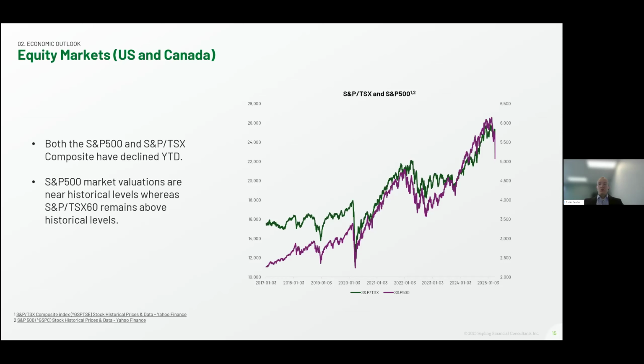The forward PE ratio stands at around 18 times, below the 5-year average of 20, and the 10-year average of around 18.3, indicating a more cautious earnings outlook amid market volatility. On the Canadian side, the S&P TSX Composite has declined approximately 10% year to date, suggesting that the Canadian equity market is also experiencing pressure amid global uncertainties. And as of today, the S&P TSX 60 trades at approximately 17 times earnings, which is higher than historical averages of around 15 times, indicating a potential overvaluation relative to history.